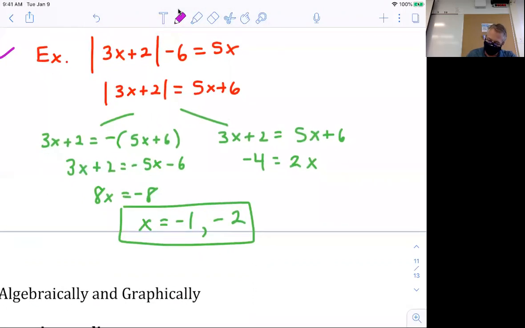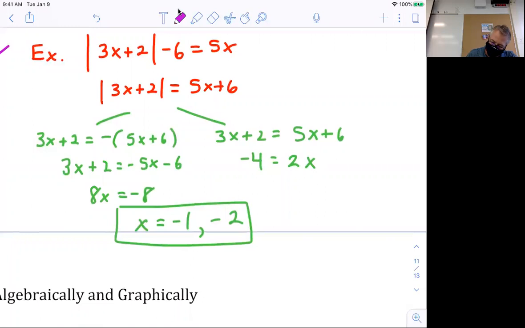So when we plug them in, I'll plug -1 in first. So I have the absolute value of 3 times -1. That's -3 plus 2, and then -6. Does that equal -5? Well, this part is the absolute value of -1, which is 1 minus 6, which does equal -5. So this is one of our solutions.